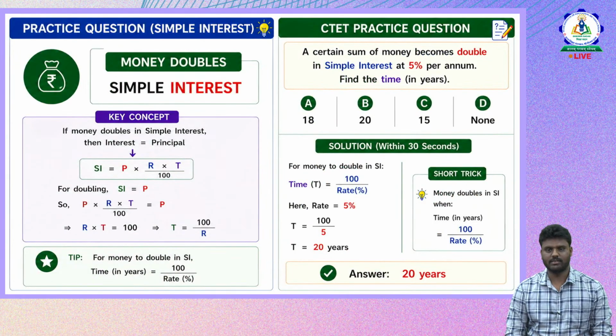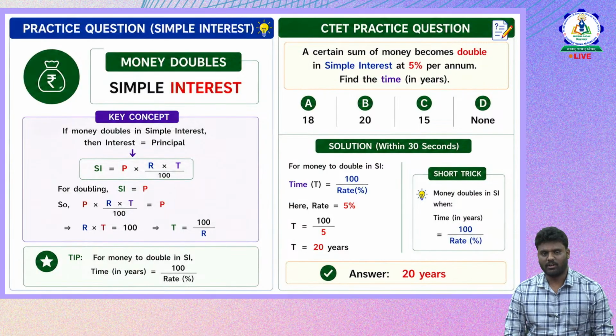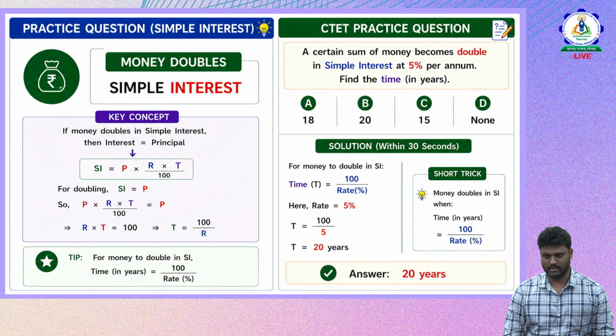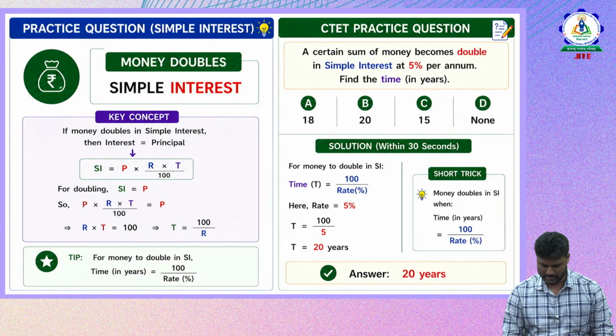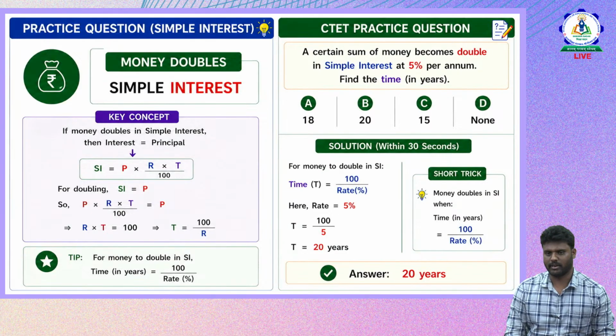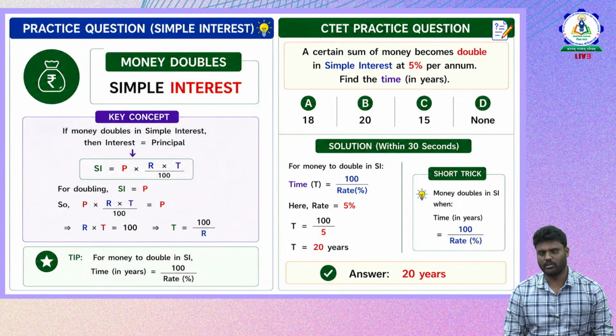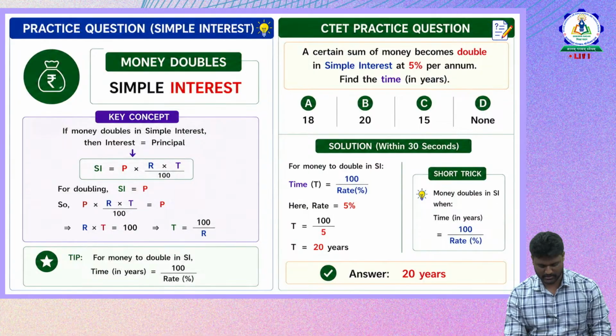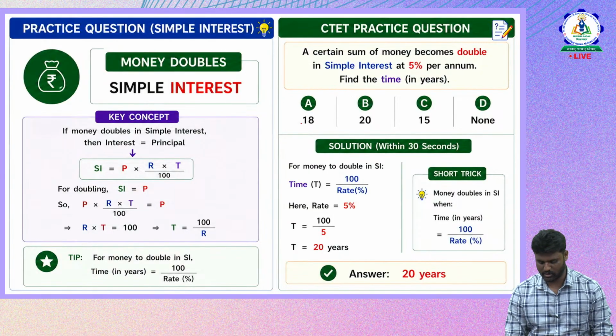The next question is: a certain sum of money becomes double in simple interest at 5% per annum. Find the time in years. What do we need to find? We need to identify the time. Option A is 18, option B is 20, option C is 15, option D is none.